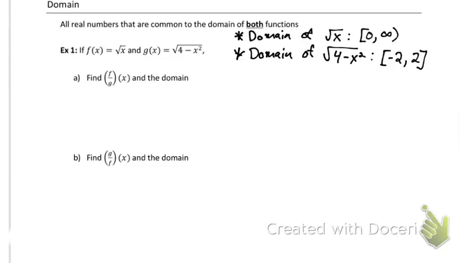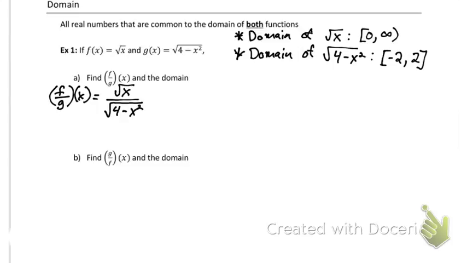All right, we're supposed to find f divided by g of x, and I need to find the domain. So how did I set that up? I did f divided by g of x is just going to equal my f function, which is square root of x, divided by my g function, which is square root of 4 minus x squared. Something like this. Are we allowed to have square roots on the bottom of a fraction? I'm going to be okay with it here.